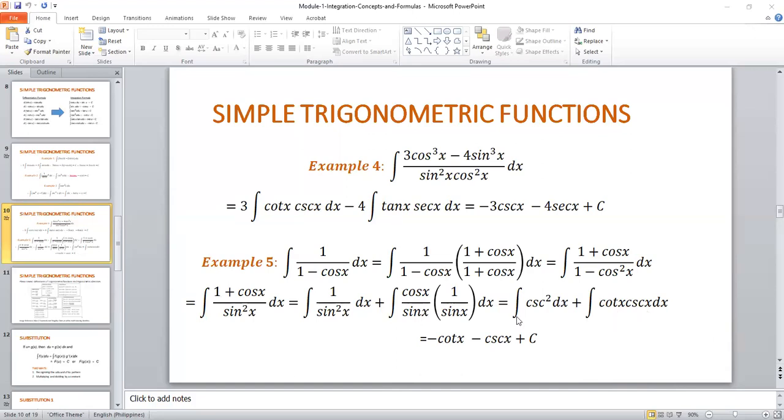Why manipulate it in this form, Miss Ali? Because these integrals now can use the formulas that were provided to you. The integral of the cosecant squared x is the negative cotangent x, and the integral of the cotangent x cosecant x is negative cosecant x. Or rather, cosecant x plus c, not dx, because we have here the dx in the integral. Okay, so this is the answer, class.